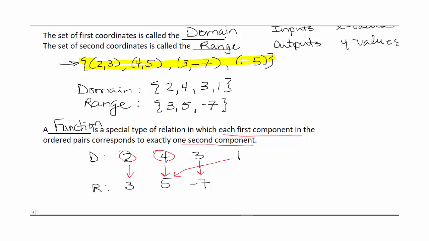If I say the input is 3, the output you know is -7. If I say the input is 1, the output you know is 5. Doesn't matter that the input 4 and the input 1 both matched up with one single output, because we were not told that the second components could only be matched up with a single first component, only that the first component can only be matched up with one output. So this actually is a function. It's a good predictor.